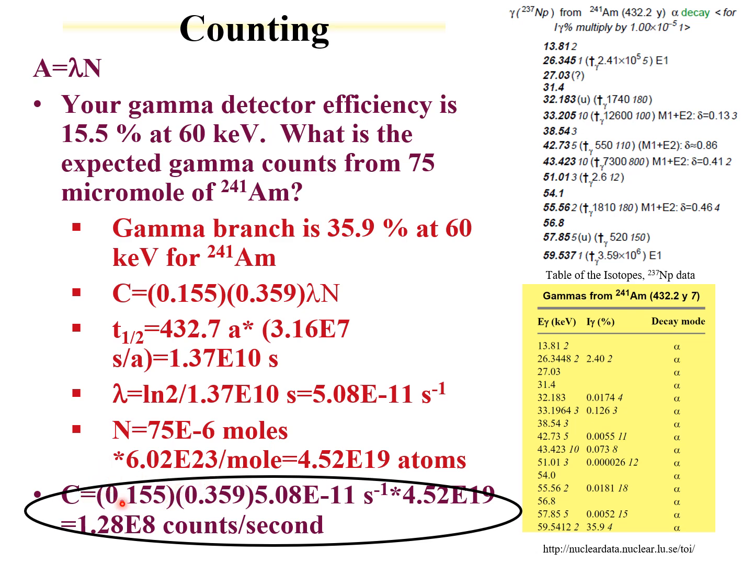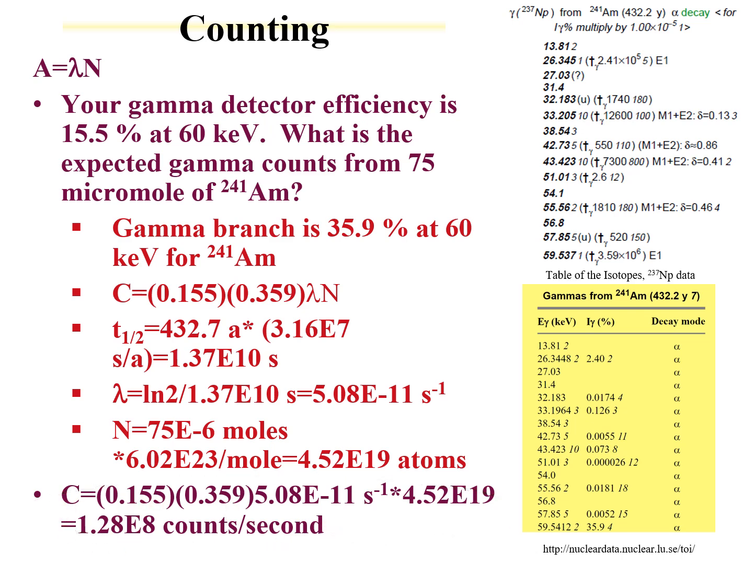But if I put this sample in, I would expect to have 1.3 times 10 to the 8th counts per second. That's way too many counts. You would saturate your detector. So what this tells you right away is that that concentration is way too high. We're talking orders of magnitude. You'd better go to 75 nanomoles or even picomoles. You can afford to have 1.28 times 10 to the 2nd counts per second. So you have a lot of variability that you can build into the system. It also helps you understand what concentrations are suitable for doing measurements in your experiments.